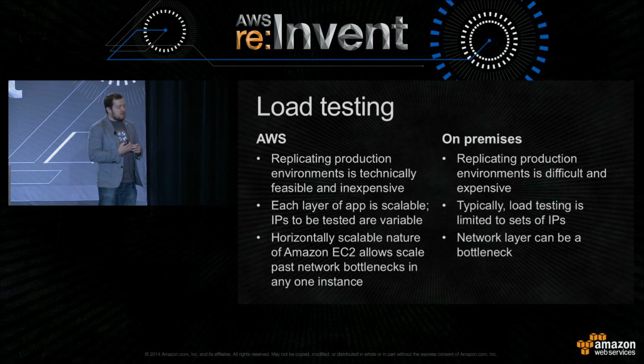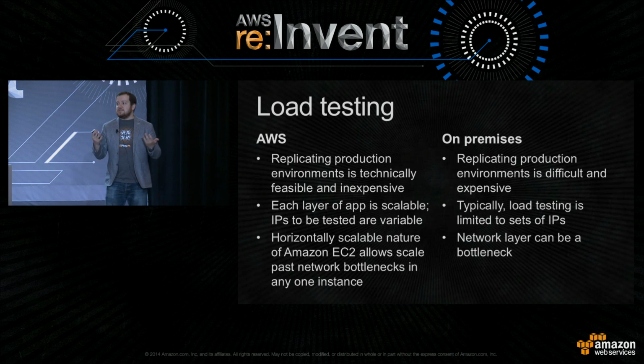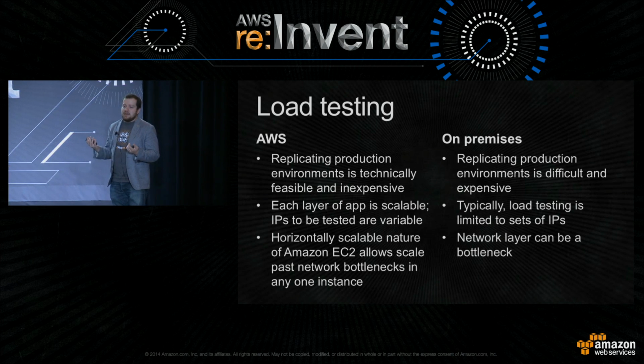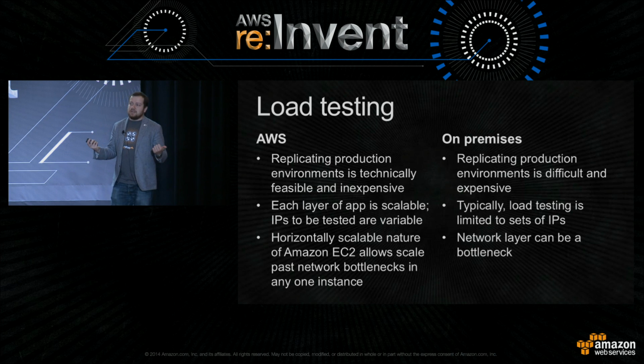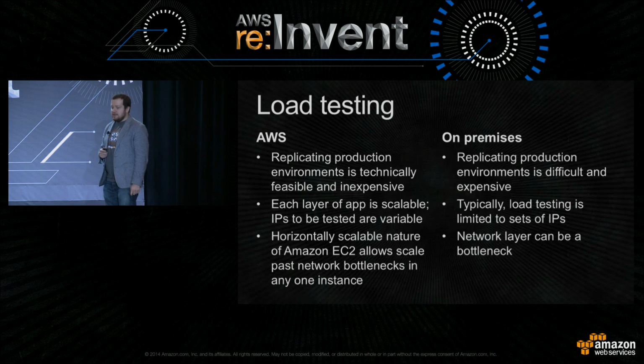And the horizontally scalable nature of EC2 allows you to scale past network bottlenecks. So each instance that you're running has a certain amount of network capacity, but you can horizontally scale. You can add more instances. The VPC doesn't have any level of network capacity attached to it, so you can just keep growing horizontally and not have to worry about that.